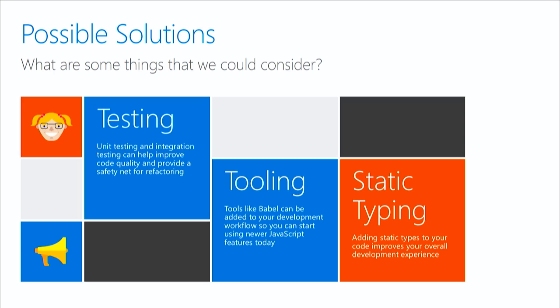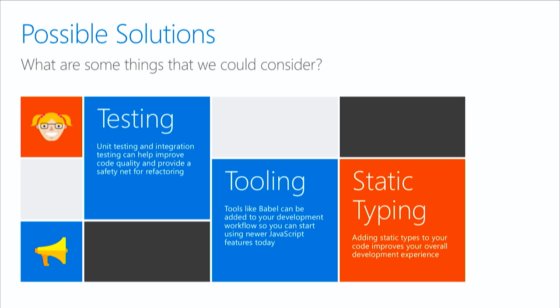So what are some possible solutions? What are some things that we can do? Well, probably an obvious answer, like I mentioned before, is we can use testing. We can use unit testing and integration testing, and that can really go a long way to help improve our code quality and provide, really importantly, the safety net for refactoring.